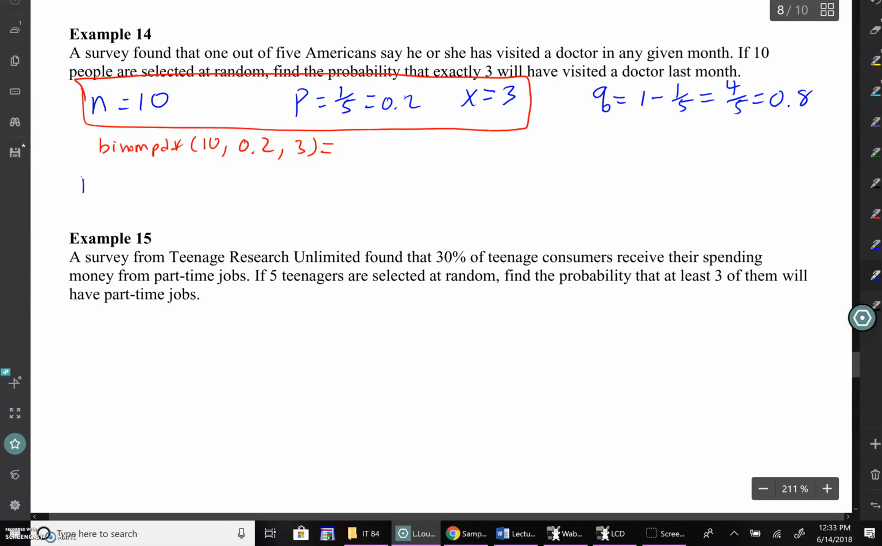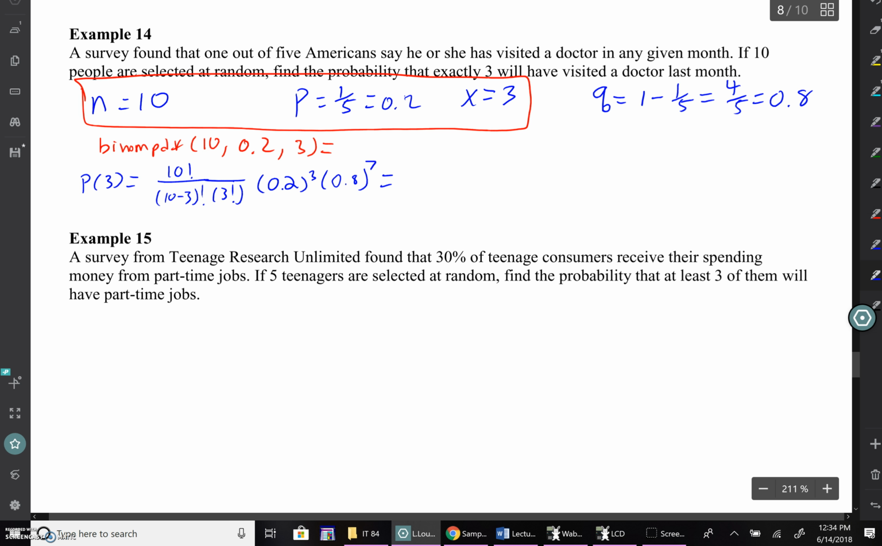If I want to plug it in and I want to say the probability of getting 3, I've got 10 factorial over 10 minus 3 factorial times 3 factorial, then 0.2 raised to the third, and 0.8 raised to the 10 minus 3, so raised to the 7.